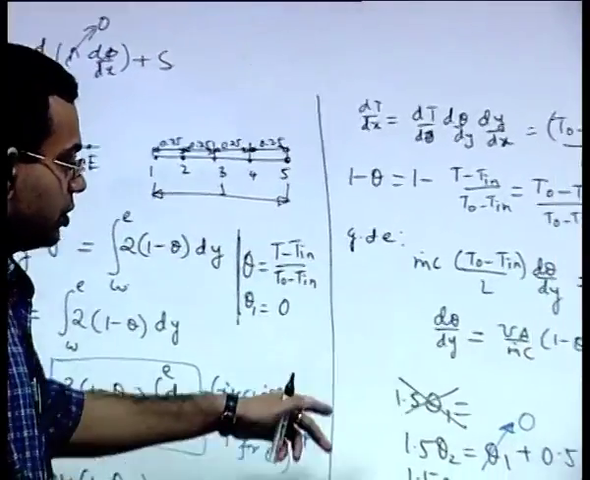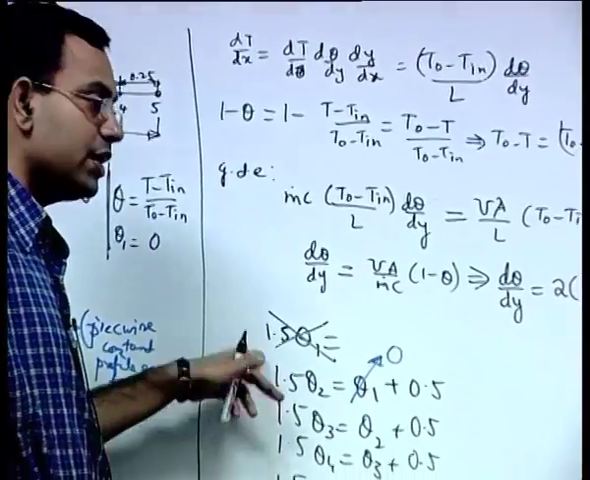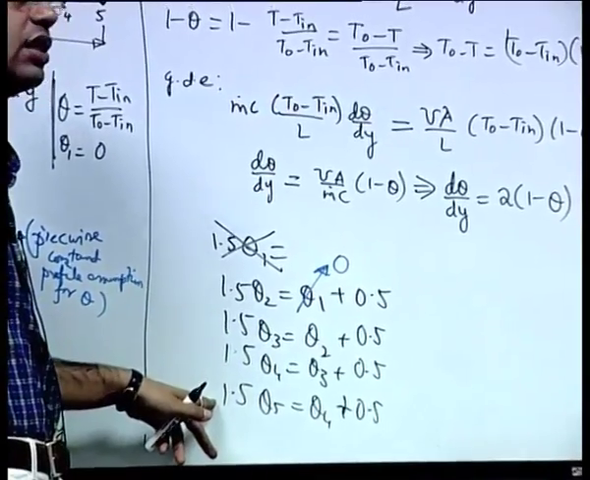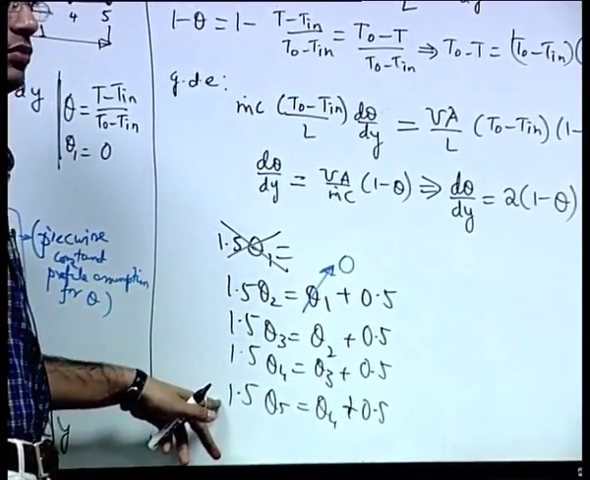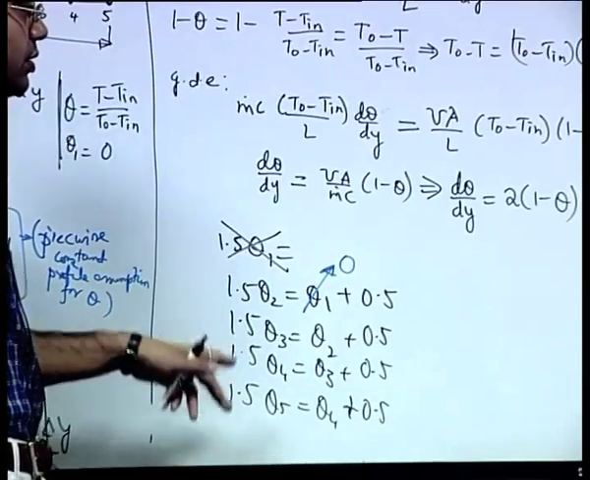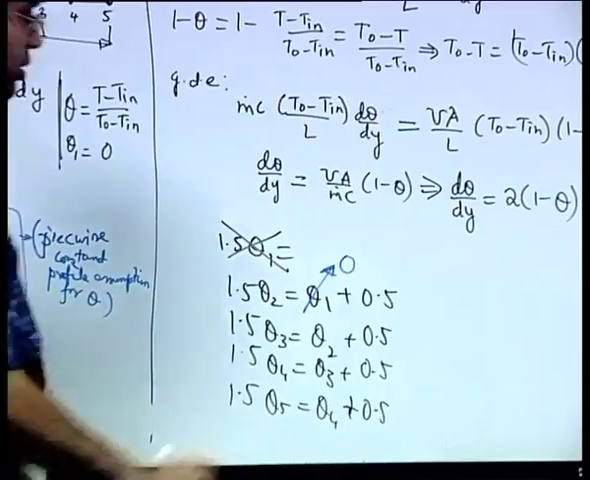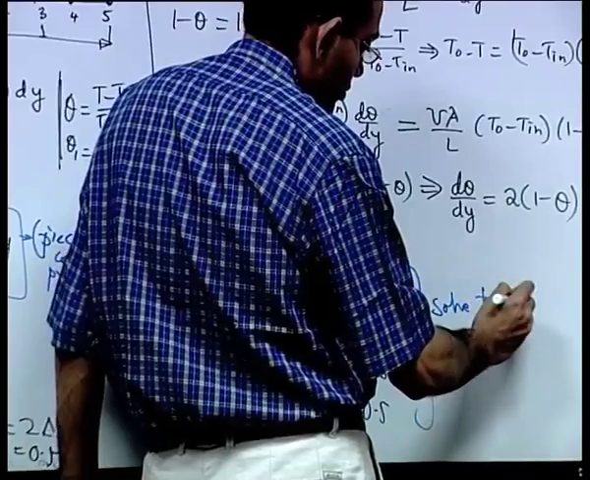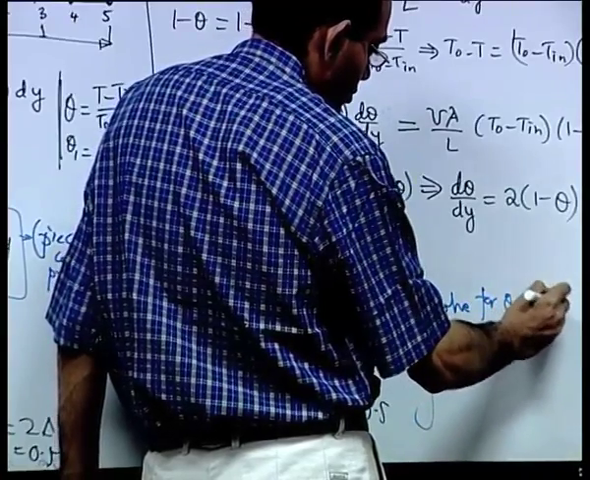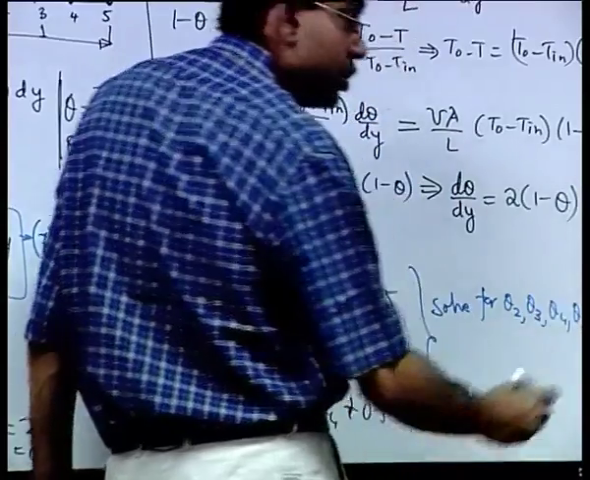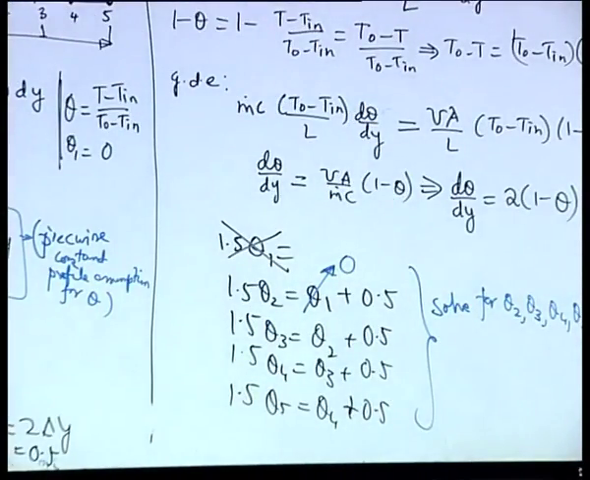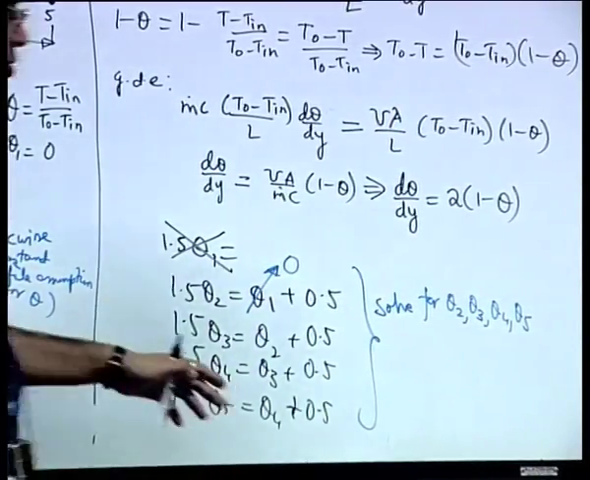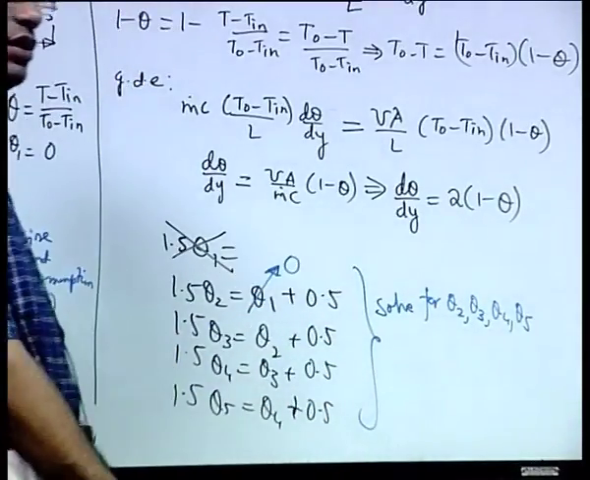So then you have a system of 4 independent algebraic equations with 4 unknowns, theta 2, theta 3, theta 4 and theta 5. Okay. So you can solve for them using any method for solution of systems of algebraic equations. That I leave to you as a simple exercise. You can solve for theta 2, theta 3, theta 4 and theta 5.